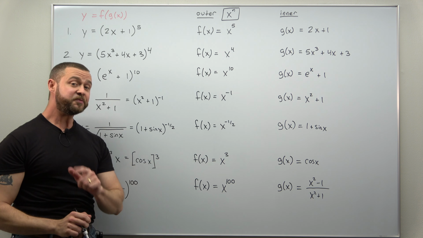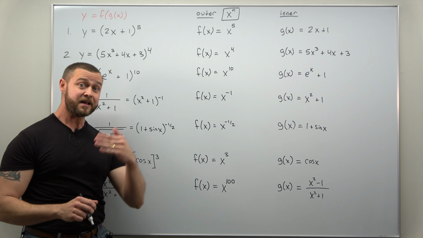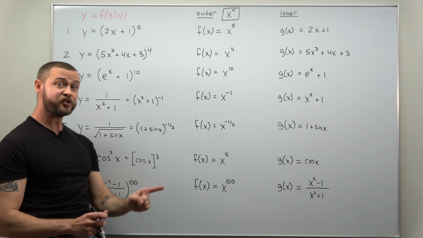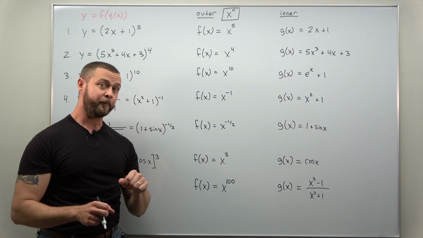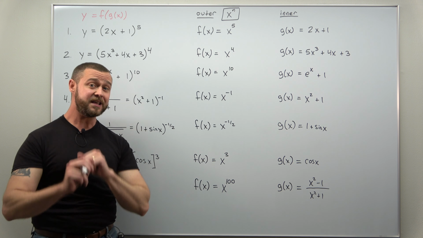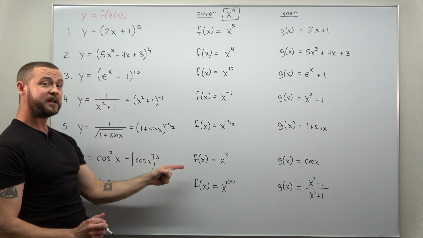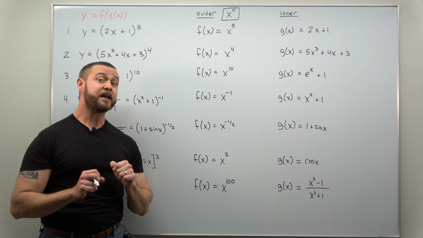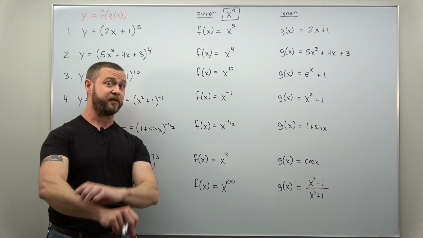And that's really nice because we know how to differentiate x raised to a power. We would just differentiate these outer functions by using the power rule. And again, that's what's going to make the chain rule very easy to apply if you have a simple outer function. All right, next, let's go ahead and get to some examples with exponential functions.